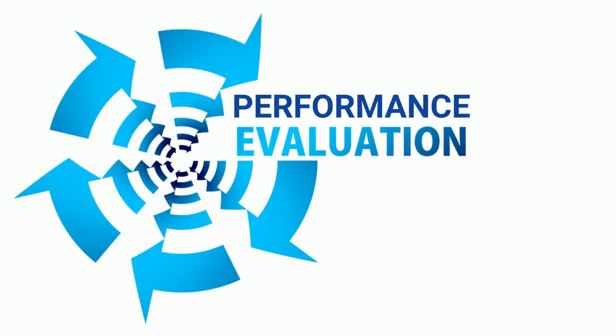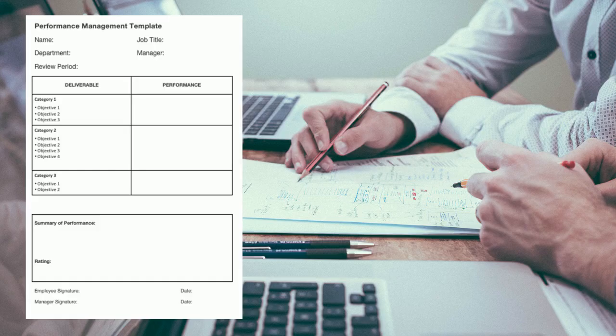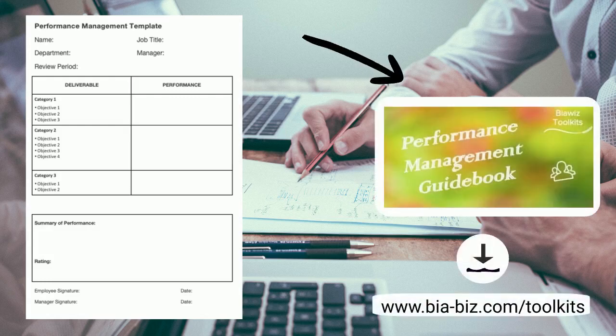The next step is performance evaluation. This is an annual process that evaluates, calibrates, and records an assessment of an employee's performance. A standard performance management template is used for setting objectives and evaluating performance. Objectives are listed on the left, and performance against each objective is captured on the right. My free performance management guidebook includes an example template.